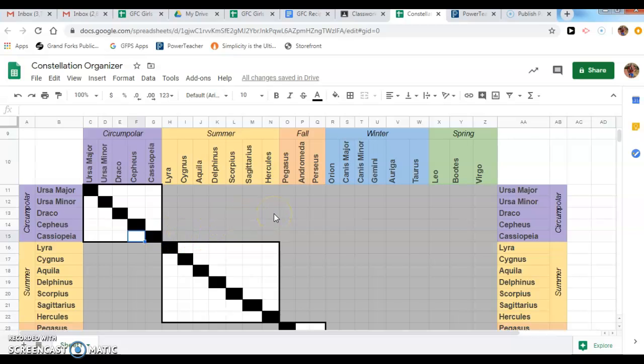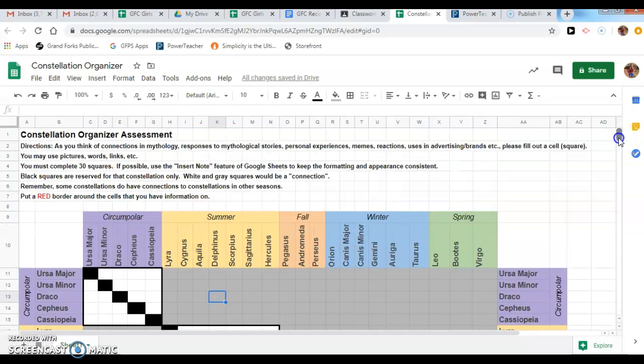If you look at the gray boxes, these are connections between seasonal or different season constellations. For instance, if there were a connection, and there's not going to be a connection for every single box, but let's say there was a connection between Draco and Delphinus, that info could go here. All right, so what is the info that's going there?